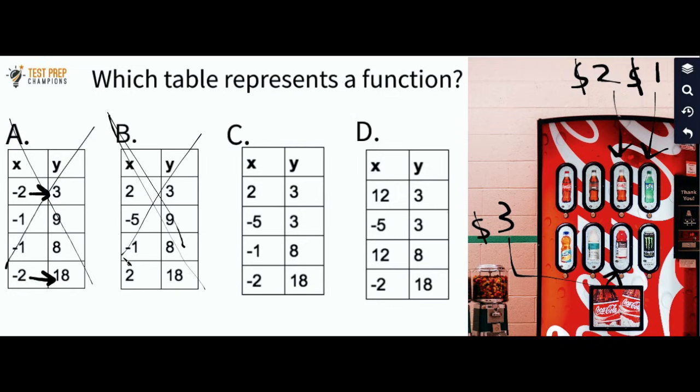So what about C here? Well, it looks like for C, we put in 2, we get 3 as an output. We put in -5, we get 3 as an output. We put in -1, we get 8 as an output. We put in -2, we get 18 as an output.